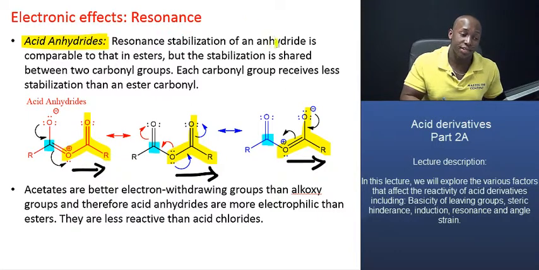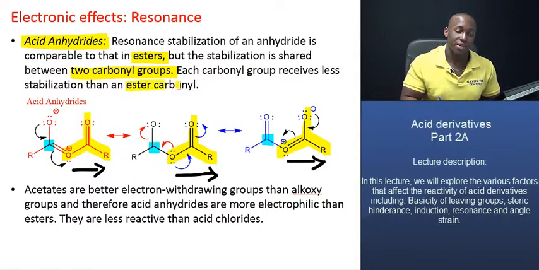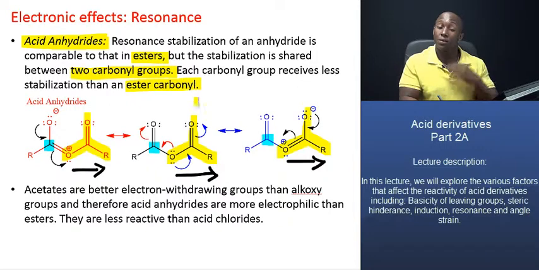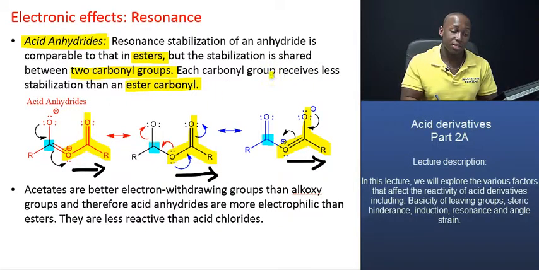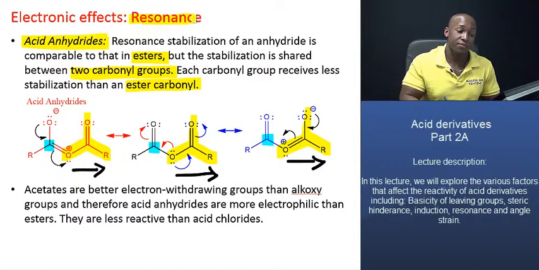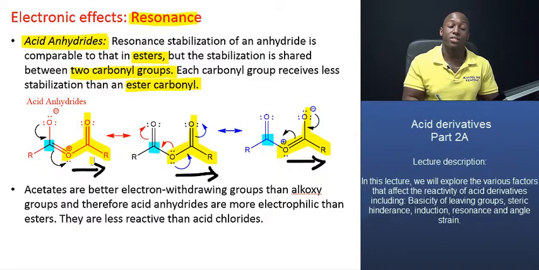So resonance stabilization in an anhydride is comparable to that which occurs in esters, but the stabilization is shared between two carbonyl atoms. So each carbonyl group receives less stabilization than the ester carbonyl. I'm going to repeat that one more time. Each carbonyl group will receive less stabilization than the ester carbonyl. So we're talking about the effect of resonance. And remember, resonance will decrease reactivity.